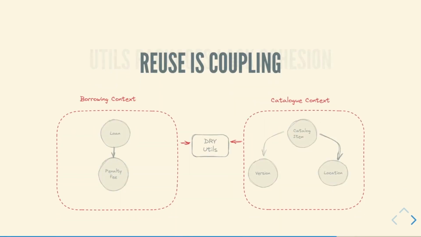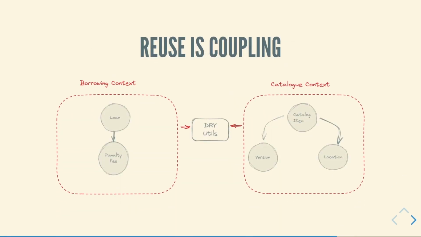So utils packages tend to become these giant balls of string that are all tangled up and they get coupled to everything else. So we talked about this back at the beginning. If you've got a borrowing microservice and a catalog microservice, and they both use some shared utils package, then any change to that utils package can ripple out to affect both of these systems. So we've introduced coupling because both things have a shared dependency on this low cohesion library.